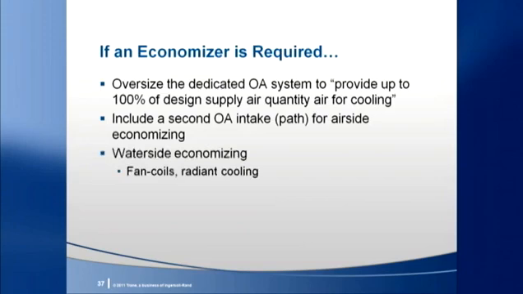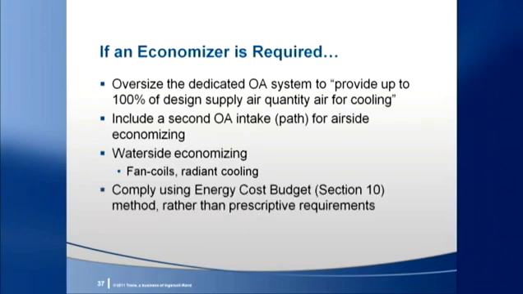Third, for fan coils or radiant cooling, a water-side economizer back at the chiller plant may be the easiest answer. And fourth, one could use the energy cost budget method rather than follow the prescriptive requirements of 90.1.